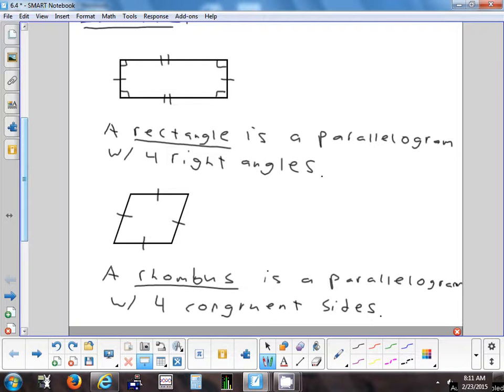Now if you said you had a parallelogram with 4 congruent sides, at a minimum, that means it's a rhombus. It's a parallelogram. It's got 4 sides, all the same length. It's at least a rhombus. What shape might it be? I don't have enough information to determine that yet. Could be a square. You haven't said anything about the angles yet. But if you've got a parallelogram with 4 congruent sides, that's a rhombus.